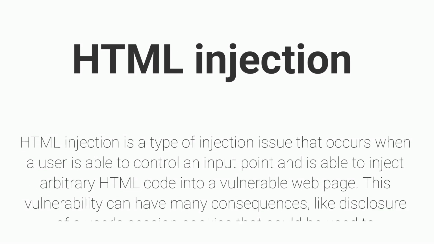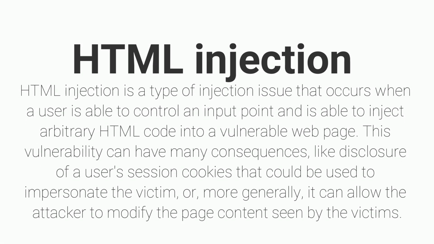HTML injection is a type of injection issue that occurs when a user is able to control an input point and is able to inject arbitrary HTML code into a vulnerable web page. This vulnerability can have many consequences, like disclosure of a user's session cookies that could be used to impersonate the victim, or, more generally, it can allow the attacker to modify the page content seen by the victims.